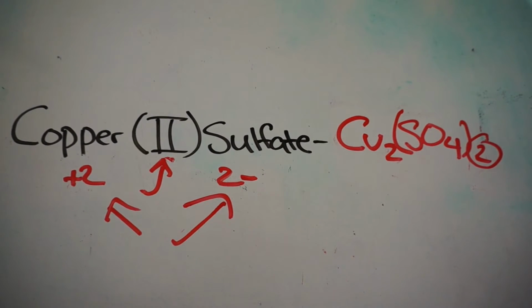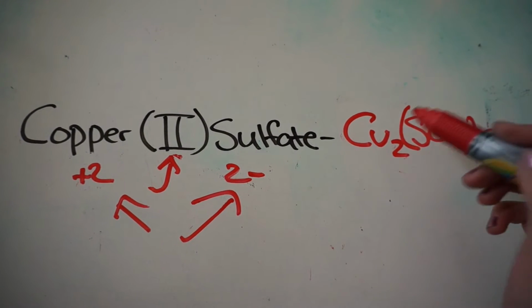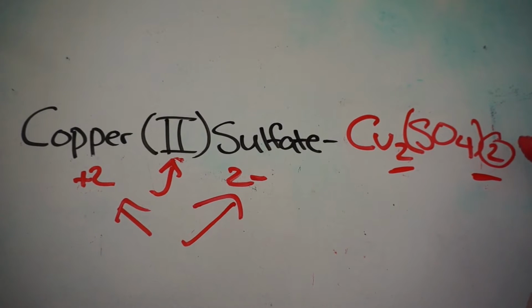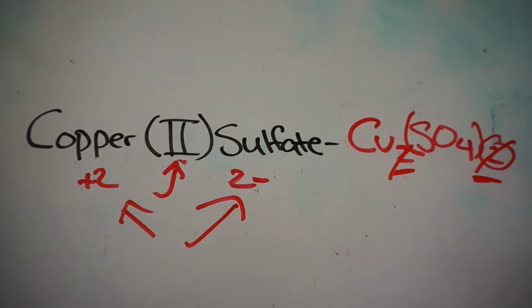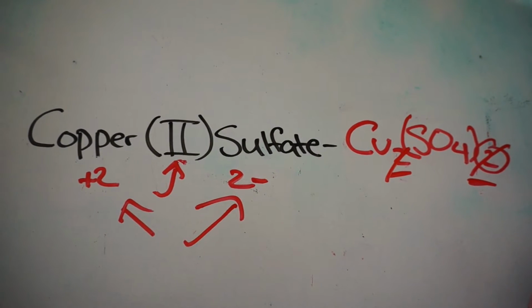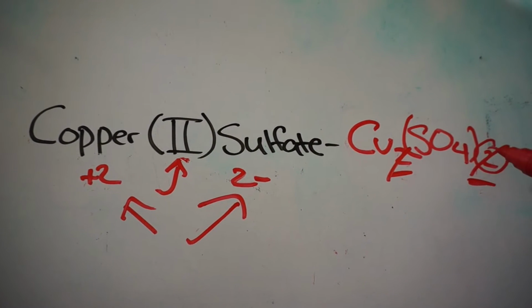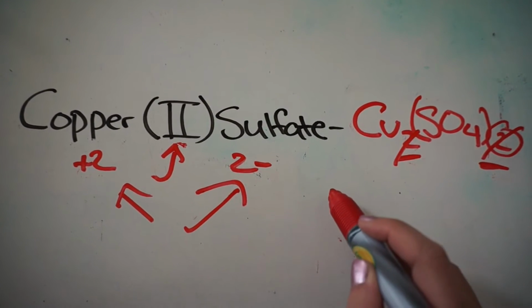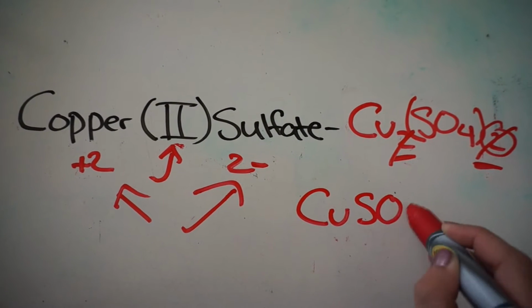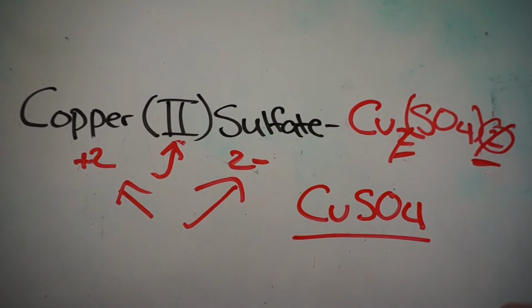Wait a minute though, something doesn't exactly look right. So there are 2 2's here, so they should be able to cancel out. Remember that we like to write things in the simplest and most reduced form. So that means that Cu2SO4 will actually be written out as CuSO4 as the final compound.